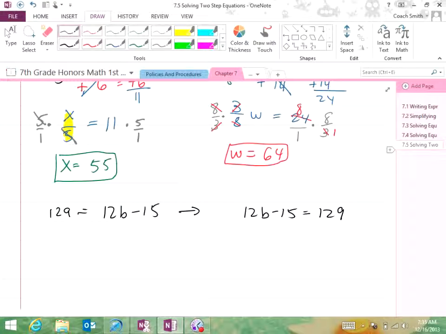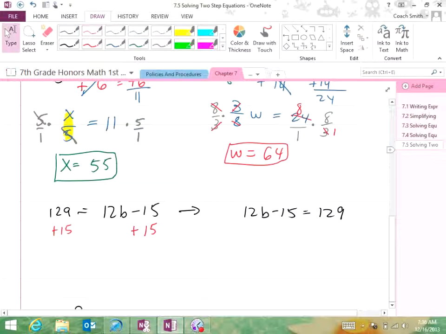Nicole, what'd you get? 12. That is correct. Now, you get 12 by doing it here. You add 15 to both sides. Obviously, it would be the same thing over here. These 15s cancel out. This makes 144. So now you have 12b equal to 144. Same thing over here. Those two cancel out, giving me 12b is equal to 144.